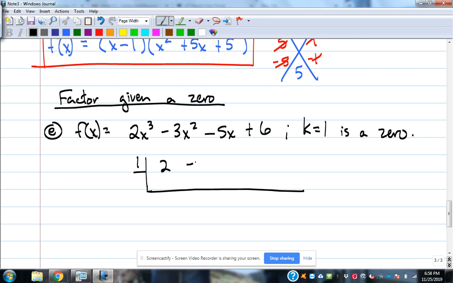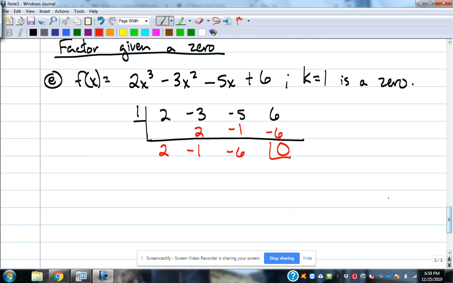So I'm going to set up synthetic for using the 1. Drop the 2 in there. And surprise, surprise, I got a 0 in the remainder. Actually, it shouldn't be a surprise at all. They told us it was a 0. We knew that should have been there. Okay. Now, here's the trick, or the part some people kind of mess up on with this. What's the little short factor that we know of? X minus 1. If 1 was a 0, x minus 1 had to be a factor.